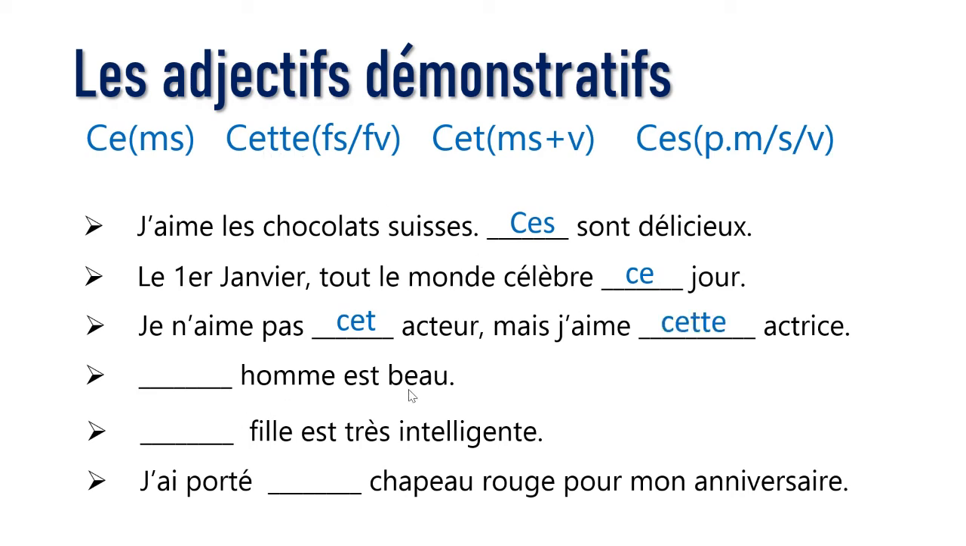Dash homme, a beau. Homme is masculine, but it is starting with a vowel. So we will again use cet. Cet homme a beau.